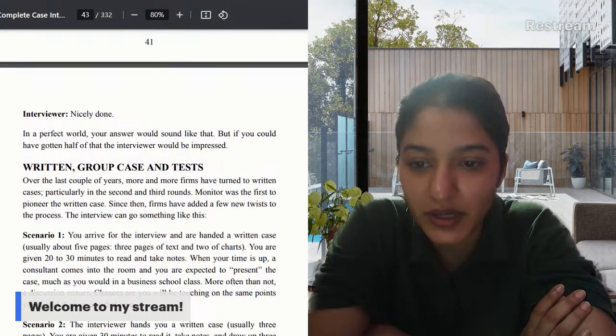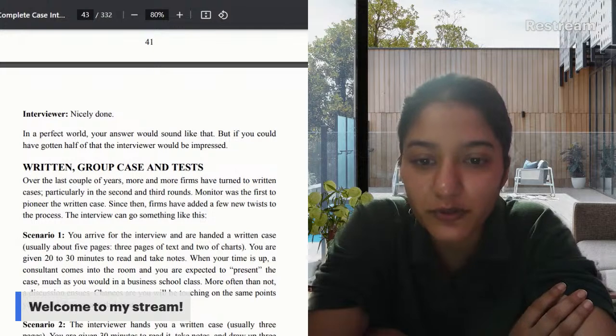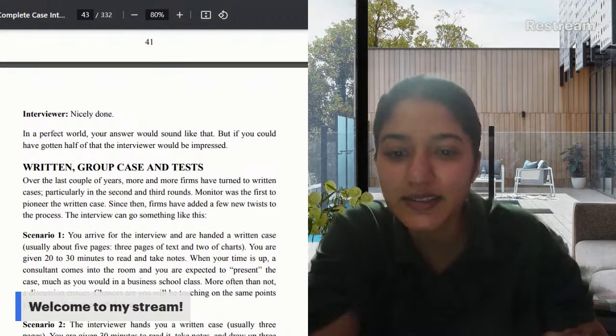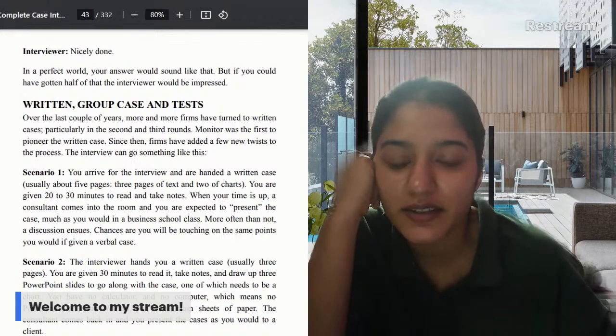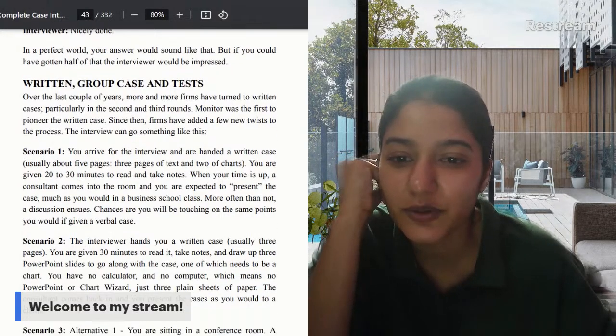Written group case and test. Over the last couple of years, more and more firms have turned to written cases, particularly in the second and third rounds. McKinsey was the first to pioneer the written case. Since then, firms have added a few new twists to the process. The interview can go something like this.